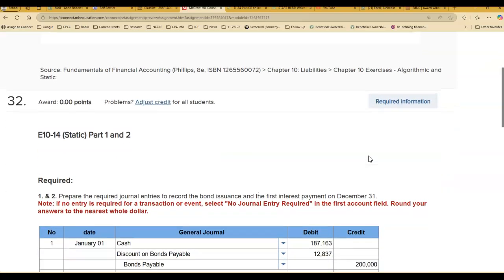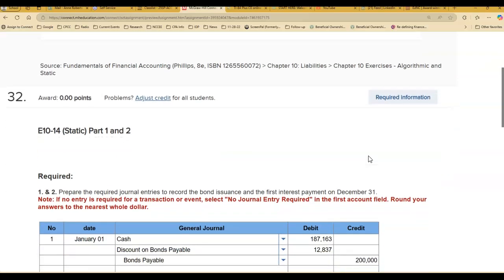All right. So there's your bond issuance. Again, every single time, bonds payable gets face value, the amount of the cash, and we record back into the amount of the discount or the premium.